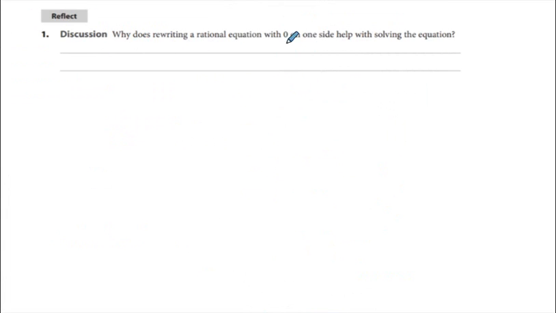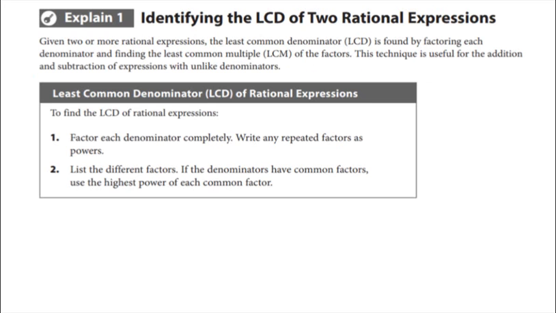Discussion: why does rewriting a rational equation with 0 on one side help with solving the equation? Well, I would say that what we have to do is, that means we just have to look along the x-axis for the answer. So that would be my short answer. And then we would see there the x-intercept, the root or 0, and be able to find our answer.